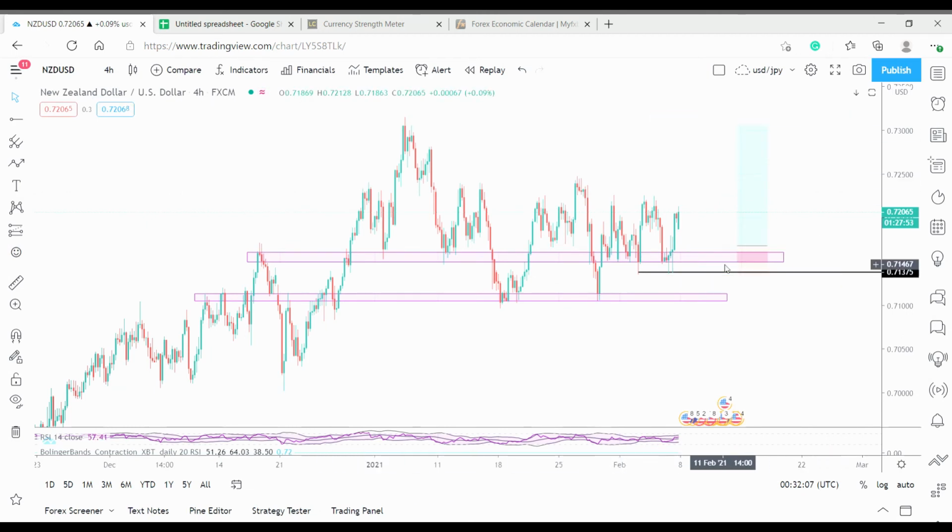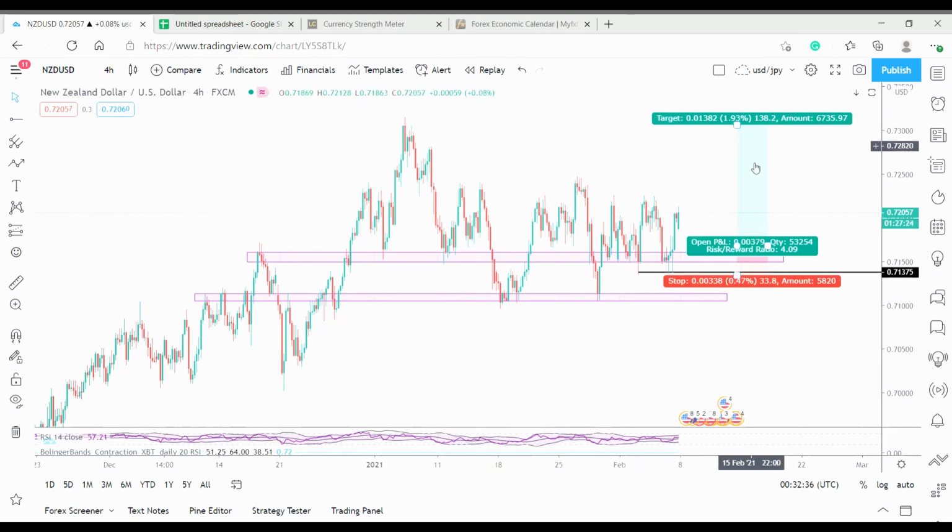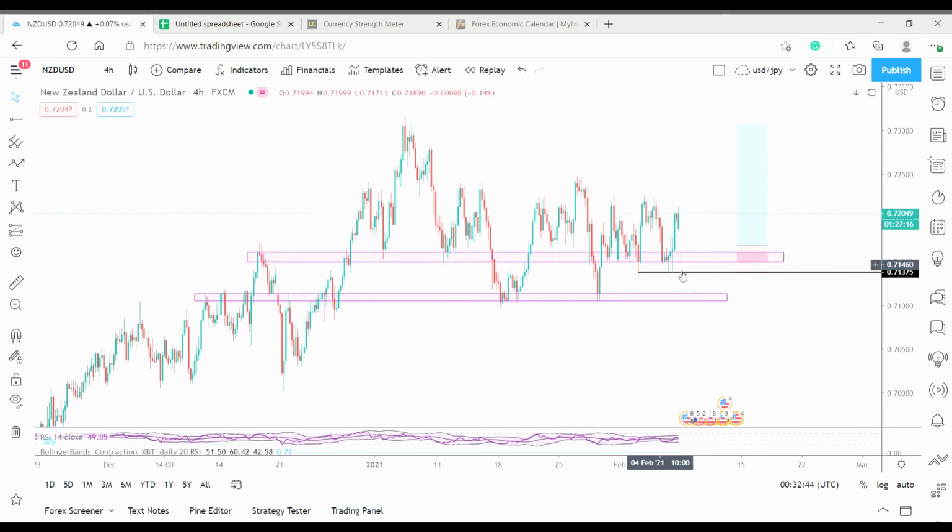All right, so the NZD US dollar is usually the same scenario as the Aussie US dollar. They move kind of similarly, so there is not much going on. The same thing: if it goes back and retests the support area, then we might be looking for an opportunity to buy at this level and target the highest level reached before, with a risk to reward ratio of 1 to 4. So 1 to 4 right there. That's pretty good.